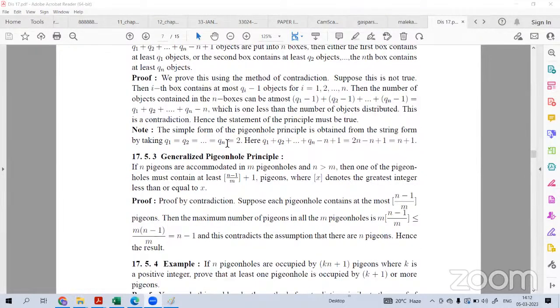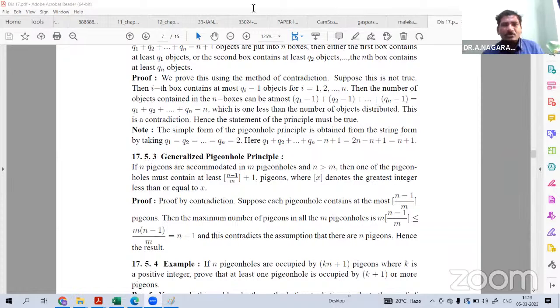Now from the proof point of view, we prove this using the method of contradiction. Suppose this statement is not true. Then the ith box contains at most Qi minus 1 objects, for i equal to 1 to n. Then the number of objects in the n boxes, if I take first box Q1 minus 1, second box Q2 minus 1, so on Qn minus 1, is total Q1 plus Q2 plus so on Qn minus n, which is 1 less than the number of objects distributed. This is the contradiction.